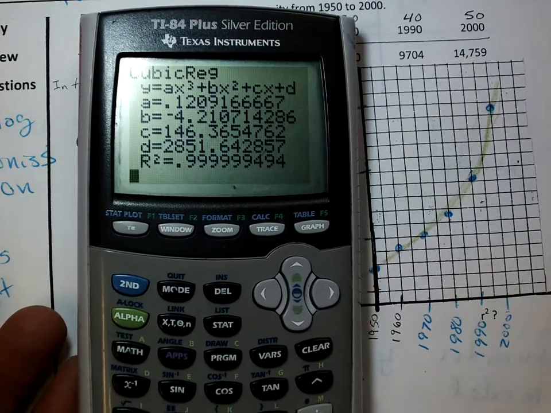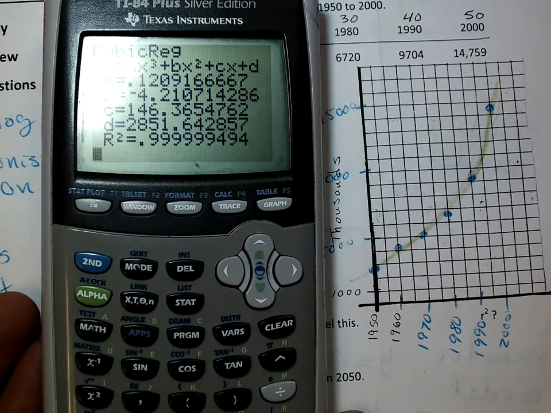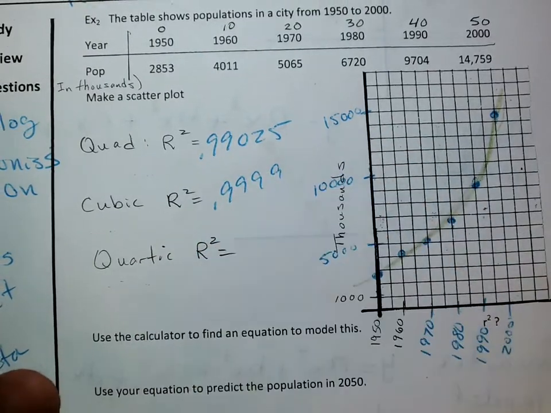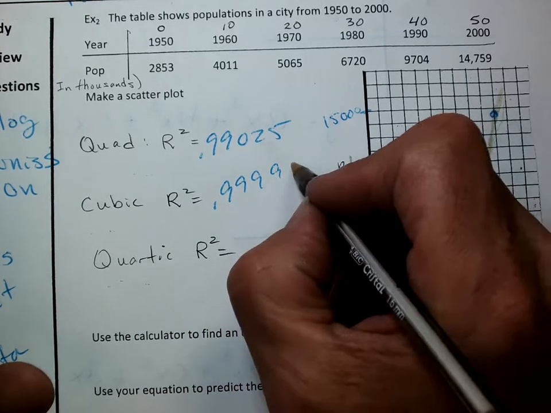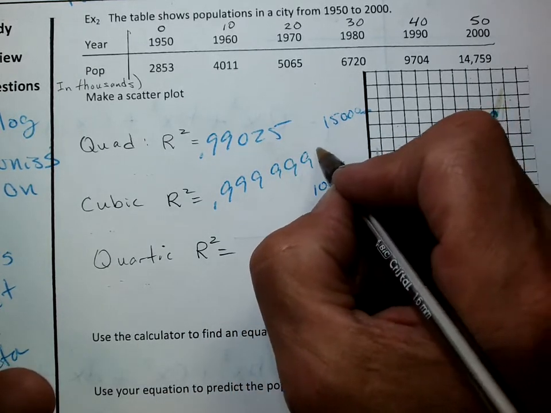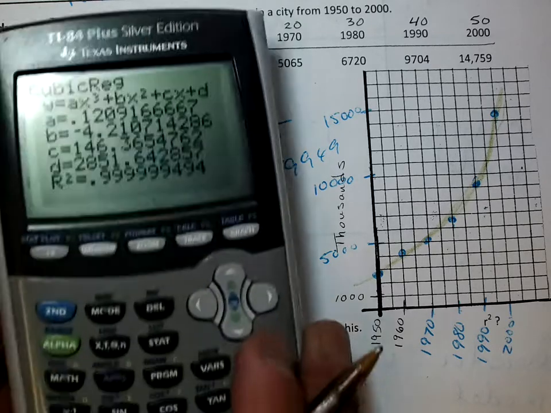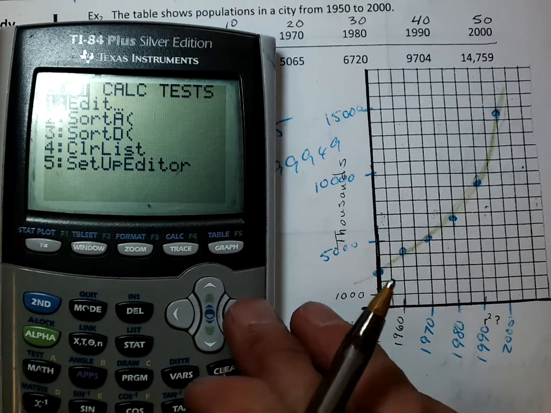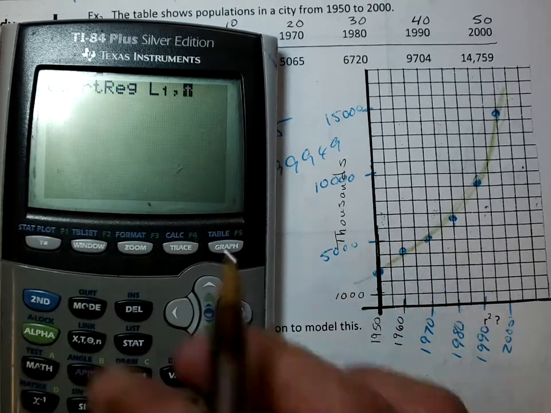Oh, that one's really good. You guys agree? That one's a 0.999999. That's almost 1, right? So about a 0.9999. How many nines? 1, 2, 3, 4, 5, 6 nines. 1, 2, 3, 4. Wow. And then a 494, right? And then we can try the quartic, but my guess is the cubic is what it is. You guys kind of agree with that? If I try the quartic, do it again, stat, calculate. This time I'll try the quartic, L1, comma, L2.